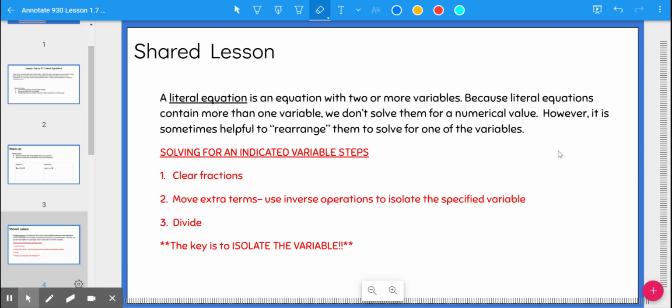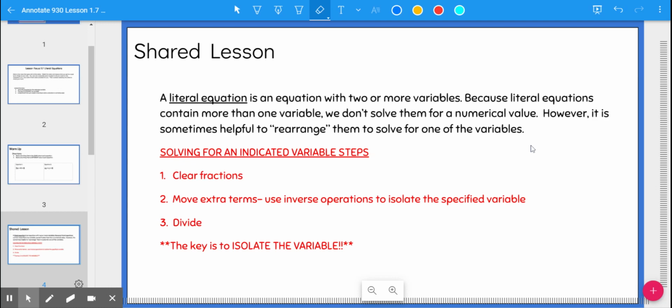So this is going to be the start of our shared lesson. So if you would like to take out your notebook and start jotting down notes, please do so. So a literal equation is an equation with 2 or more variables. Because literal equations contain more than one variable, we don't solve them for a numerical value. However, it is sometimes helpful to rearrange them to solve for one of the variables. So we are going to be rearranging today to solve for a different variable.